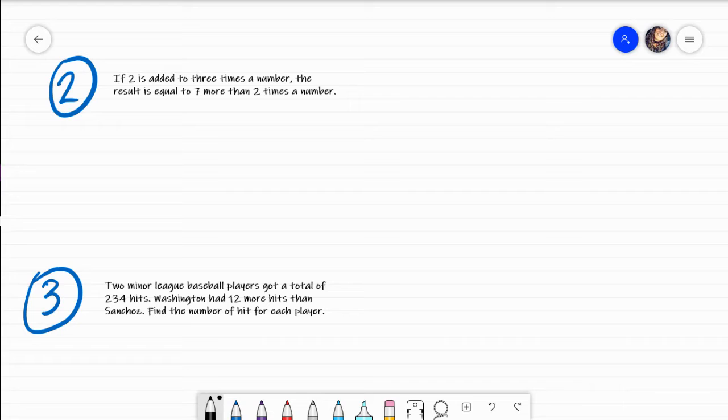On the homework, not in this example, but in the homework, there's a good handful of them asking you these questions. So it's just like, if 2 is added to 3 times a number. So 2 added to 3 times a number, right? The result, that means that's the answer, is equal to, it even says equal, to 7 more than 2 times a number. So 7 more than 2 times the number. Does that make sense? Okay.